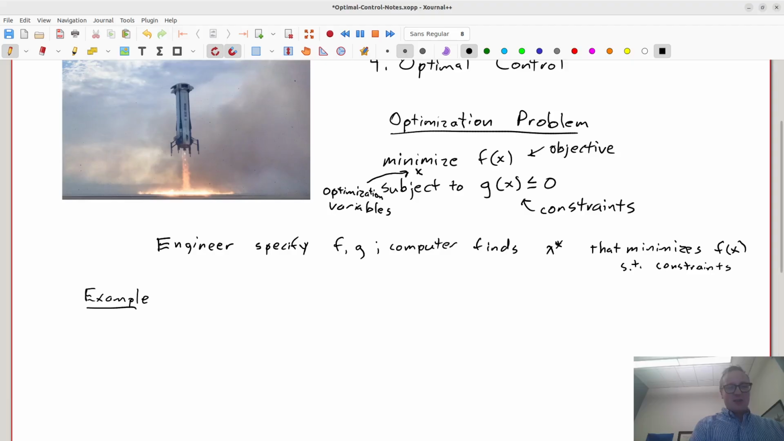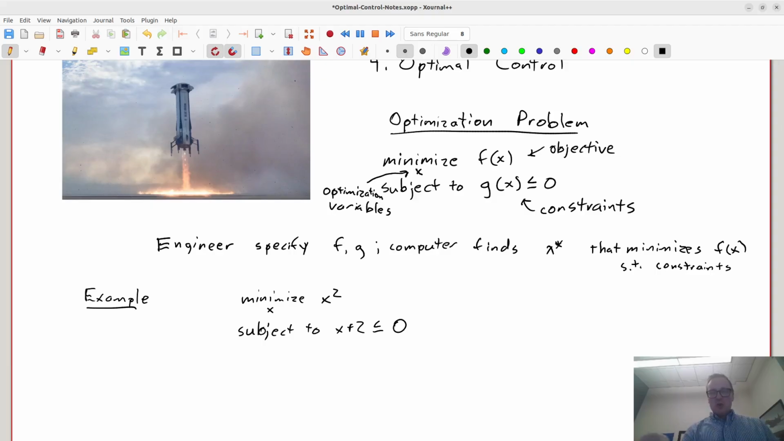Optimizing a quadratic function. So if we just say minimize x squared, we can adjust x. X is just a scalar here. Earlier up here, x could be a vector. And we have subject to x plus 2 is less than or equal to 0.